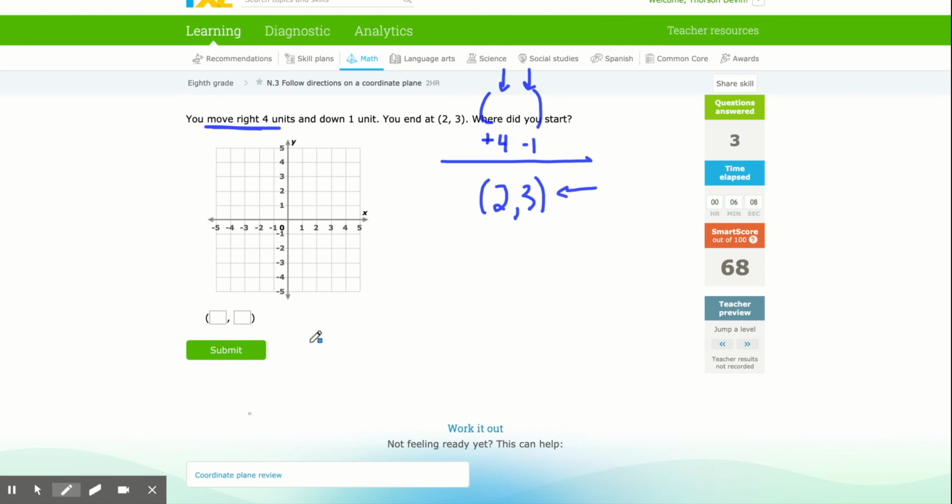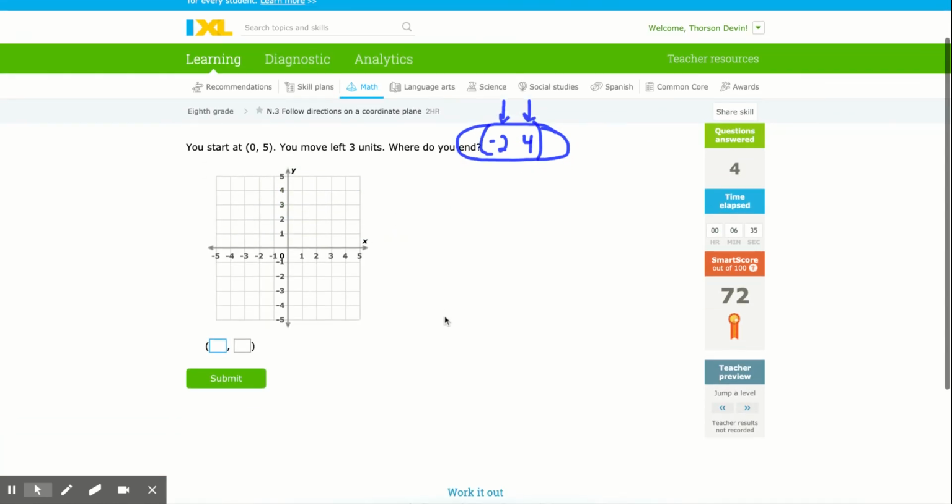So going the other direction, I'm actually going to go 2 minus 4. That gives me a -2. And I'm going to go 3 plus 1. That's going to give me 4. So now if you'll notice, -2 plus 4 is 2. 4 minus 1 is 3. So I must have started at the point -2, 4.